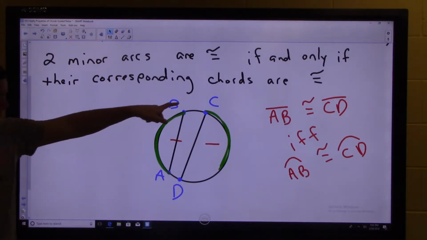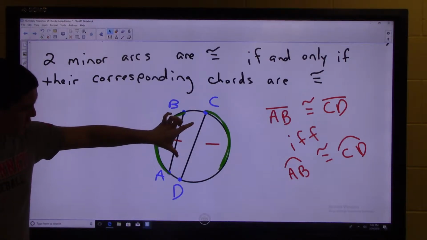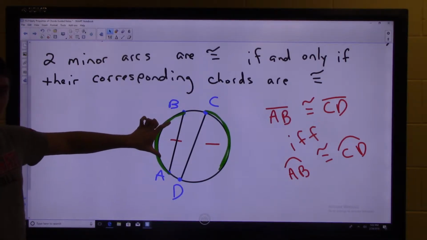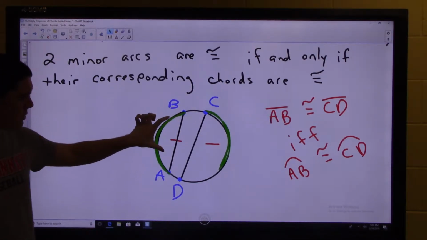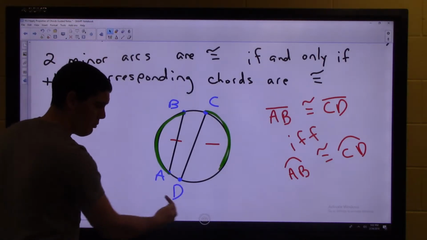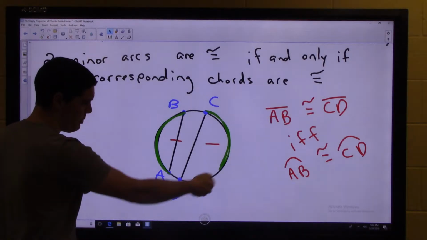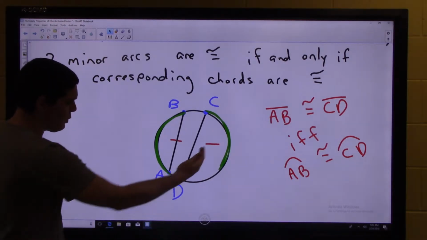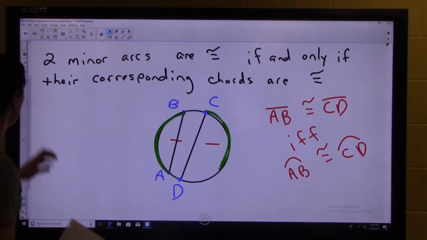So hopefully you guys noticed I made that bigger. This chord is no longer the same length as AB. CD is no longer the same length. So when I did that, the arc became bigger. We made the arc that it intercepts bigger, so therefore the arcs would no longer be congruent.